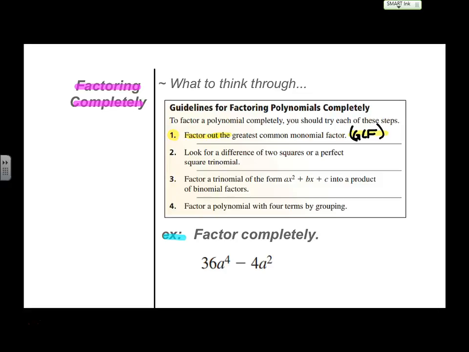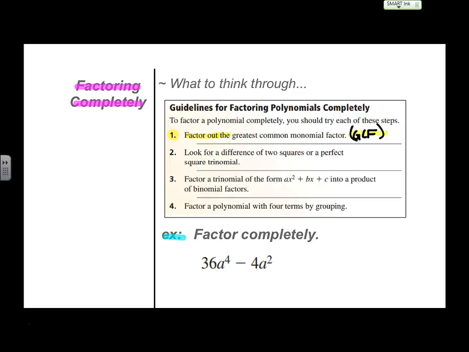And what was my way of remembering that? Look out for the GCF. Is anything shared? Look out for the GCF. Is anything shared? And part of that is if the first term is negative, get the negative out also. So factor out anything shared. Factor out a negative if it's in the very front.